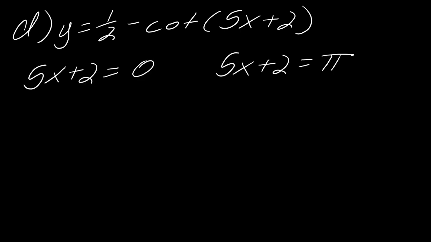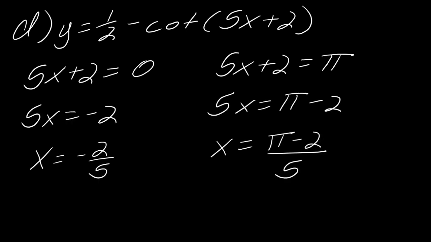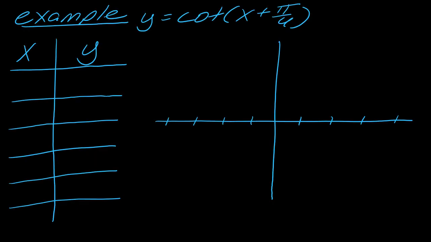So I've got 5x plus 2 equals 0 and 5x plus 2 equals pi. So I go ahead and solve those, subtract 2 from both sides. So I get x equals negative 2 over 5, or x equals pi minus 2 over 5. If you broke this up into 2 different fractions, that's totally fine. You didn't have to though. And then this is where I would start my table. Okay, so I think we have the starting parts of this set.